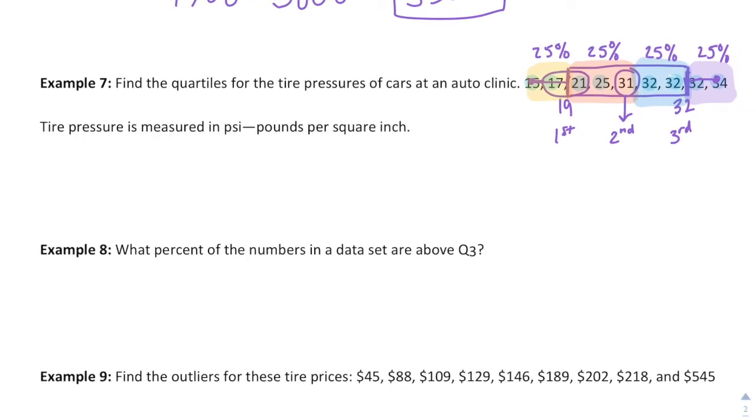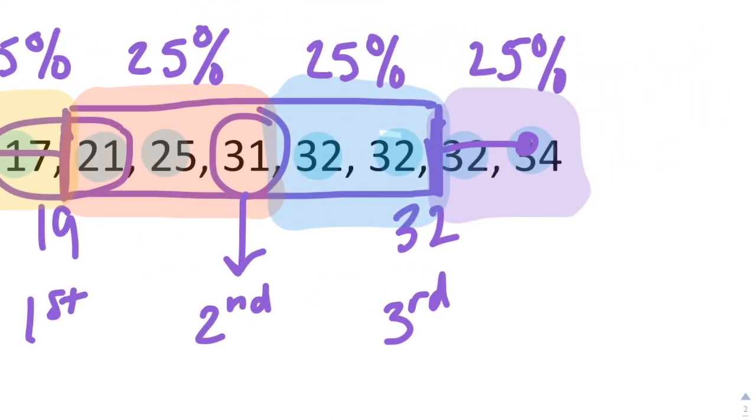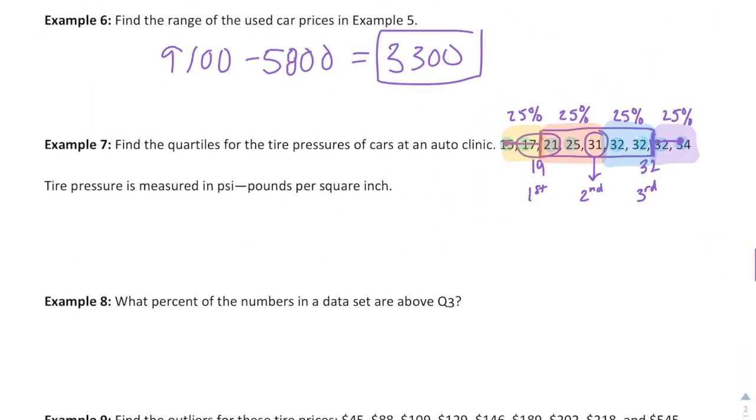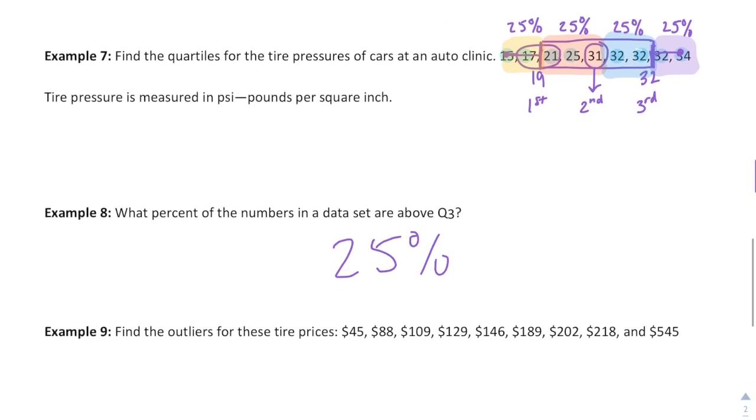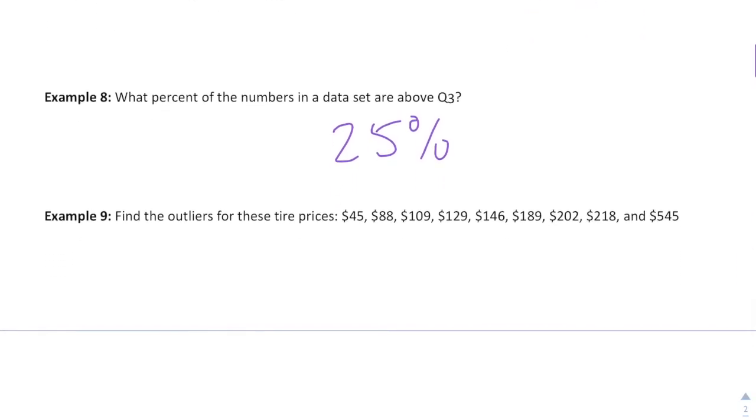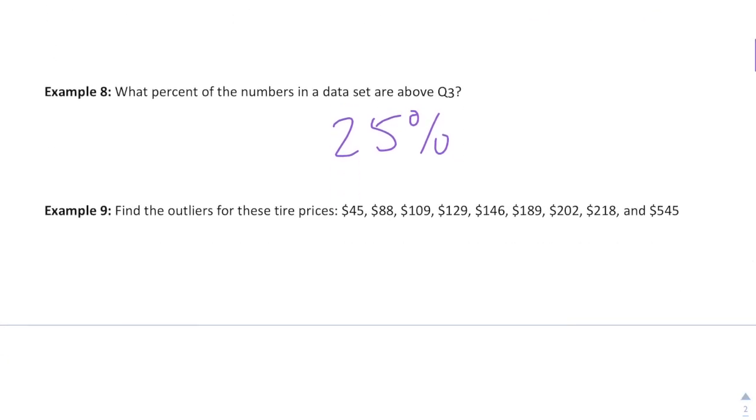And so example 8 says, what percent of numbers are above quartile 3? So if we look here, what numbers are above quartile 3? So I have, here's quartile 3. And so all the numbers that are above quartile 3 would be the 25%. So what percent? It's easy. It's just 25%. Okay. So now let's do an actual problem here.